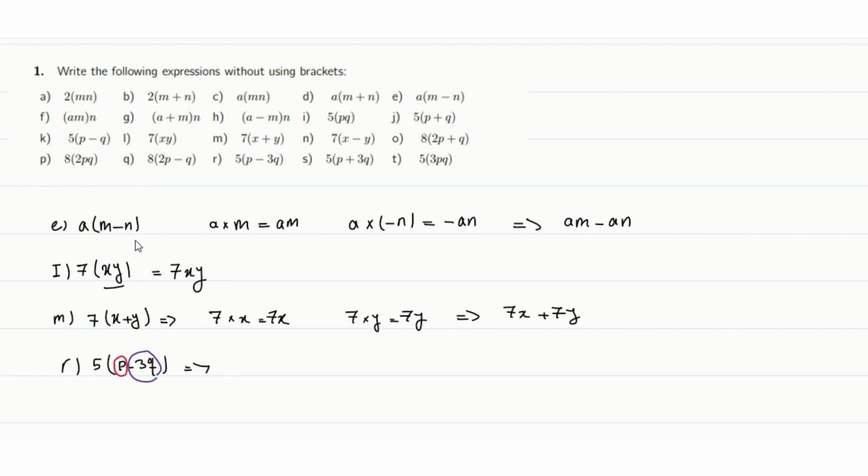Like the questions in E and M, and what's happening on R right now. There are plus or negative signs in here, so we have to separate them. So the first one would be 5 times p, which would be equal to 5p. And the other one would be 5 times minus 3q, which would be equal to minus 15q. And the summation of those would be 5p minus 15q.